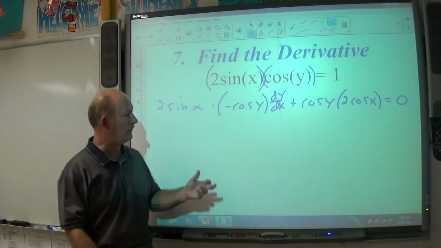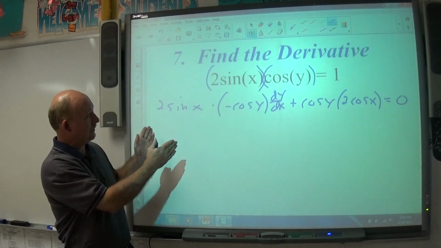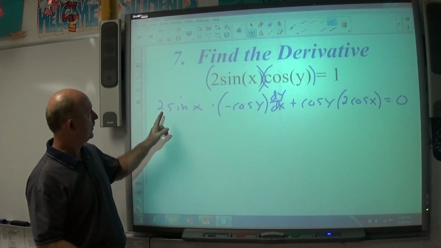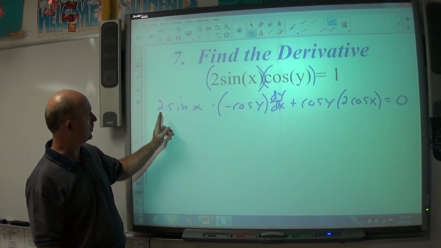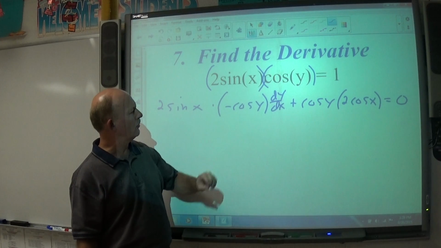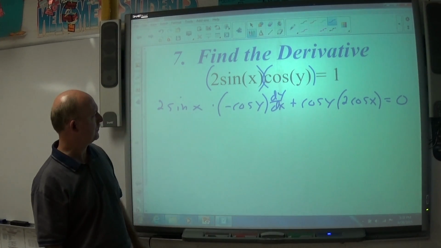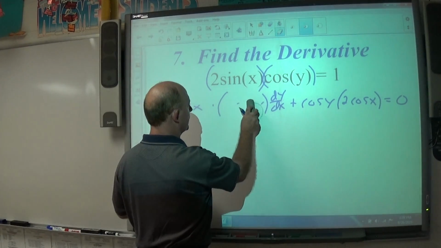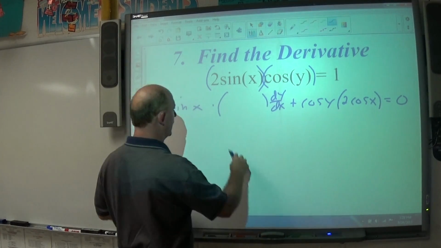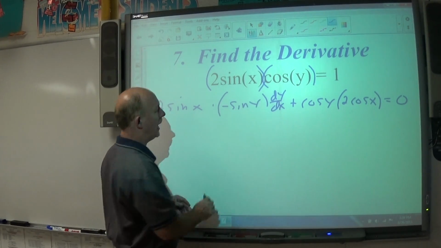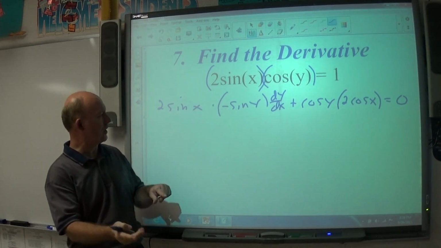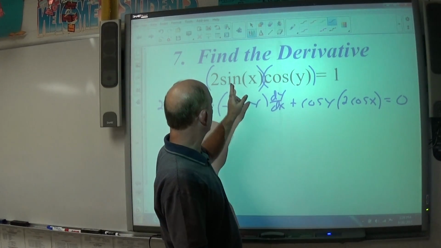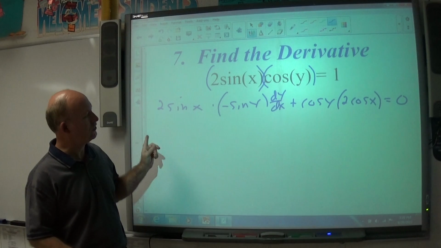Right? So go ahead and take the derivative of the left-hand side. Remember this is a product, so you have to use the product rule. So the first times the derivative of the second, so 2 sine x times the derivative of cosine y. Let me get that right: the derivative of cosine y is negative sine y times dy over dx. The derivative of cosine is negative sine. Plus cosine y times the derivative of 2 sine x, which would be 2 cosine x. So this should be our derivative here.